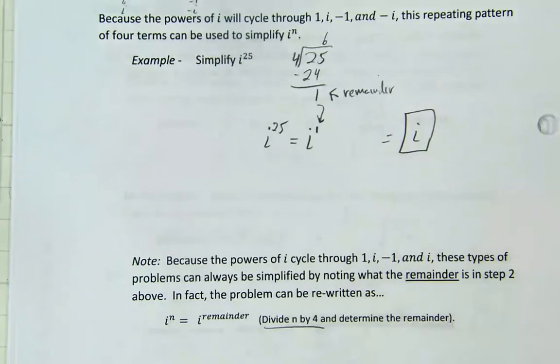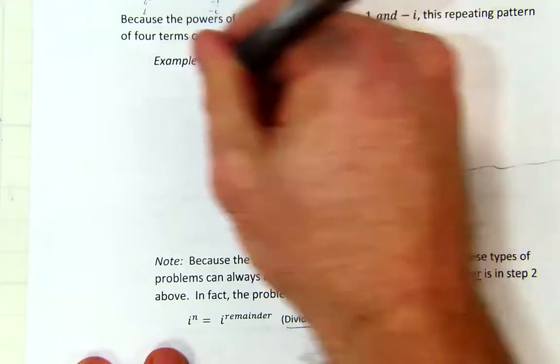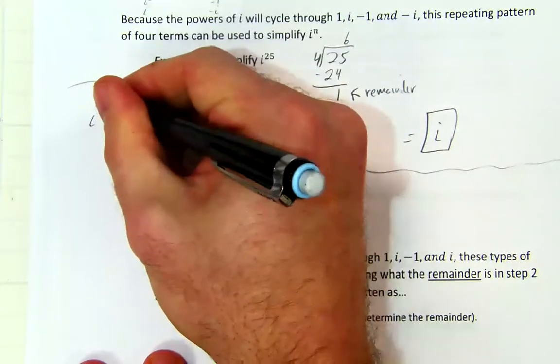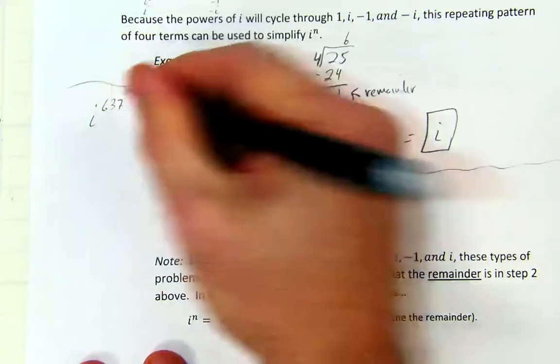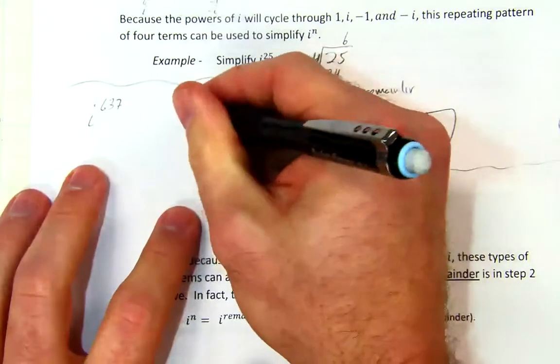So that's just cycling those things down. Let's do another one. I'll make one up. Let's do i to the 637. Now, if you had to count by 4s on that, that would take you a long time, so we're not going to do that. Let's take 637.